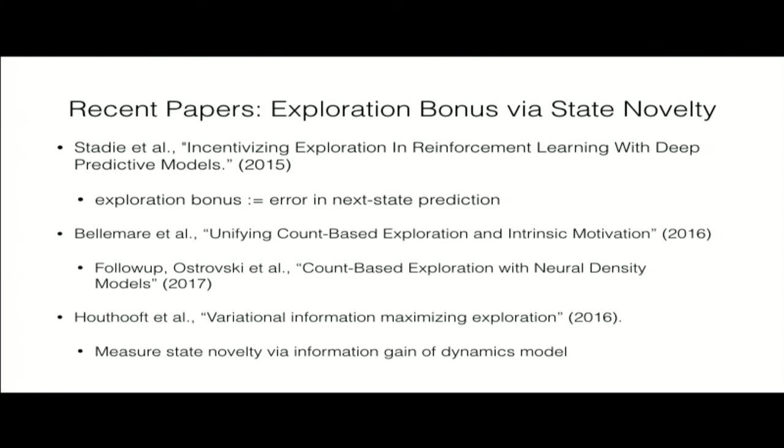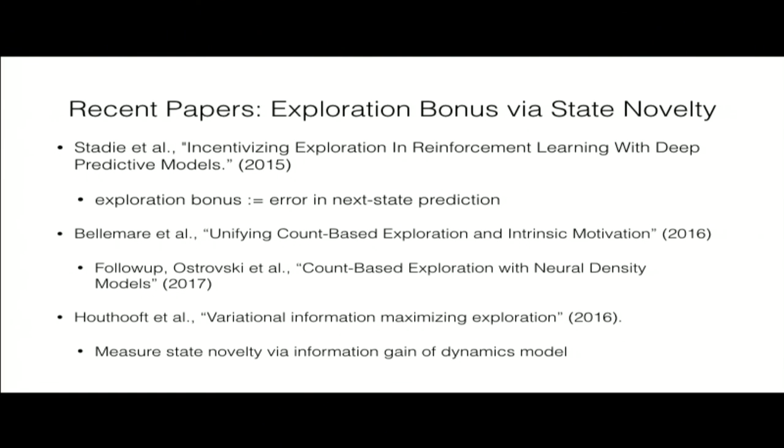Certain things are just random, and one way to illustrate this is, let's say you have a TV that's showing static, off in the corner of the room somewhere. If you use this kind of exploration bonus, then you're incentivized to go and sit right in front of that noisy TV, and you'll keep receiving maximal bonus for prediction error. Yeah, that's one possible issue with it.